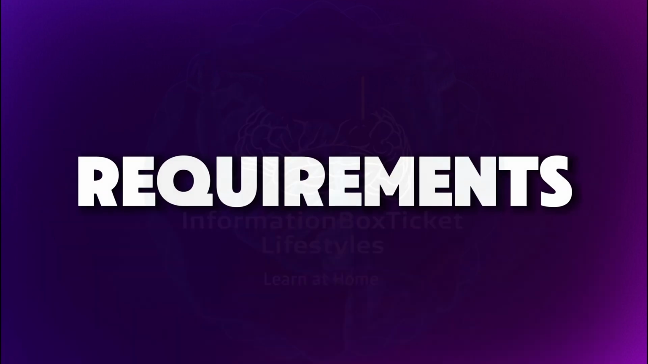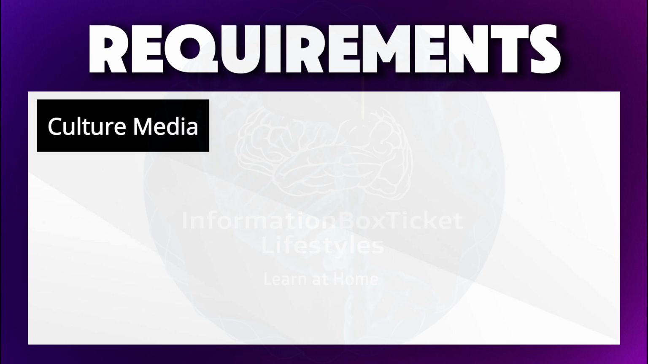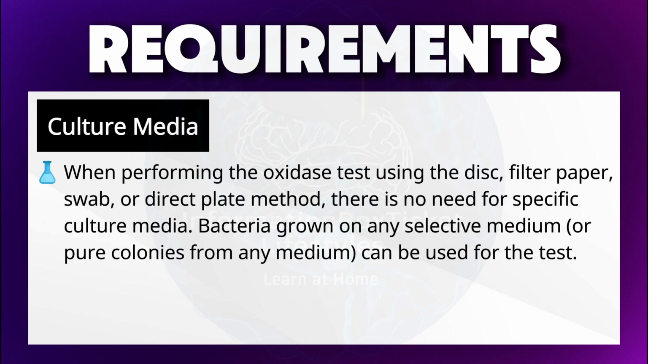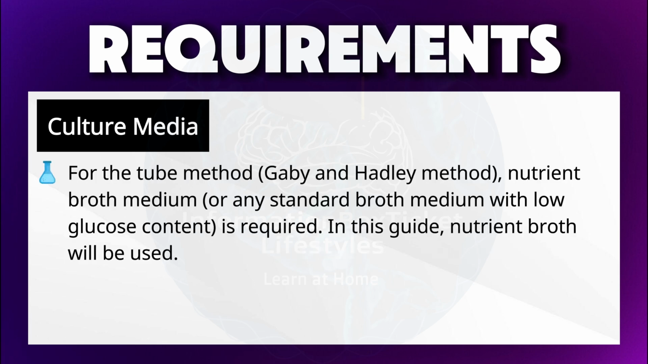Requirements for oxidase test. Culture media. When performing the oxidase test using the disc, filter paper, swab, or direct plate method, there is no need for specific culture media. Bacteria grown on any selective medium, or pure colonies from any medium, can be used for the test. For the tube method, Gaby and Hadley method, nutrient broth medium, or any standard broth medium with low glucose content, is required. In this guide, nutrient broth will be used.